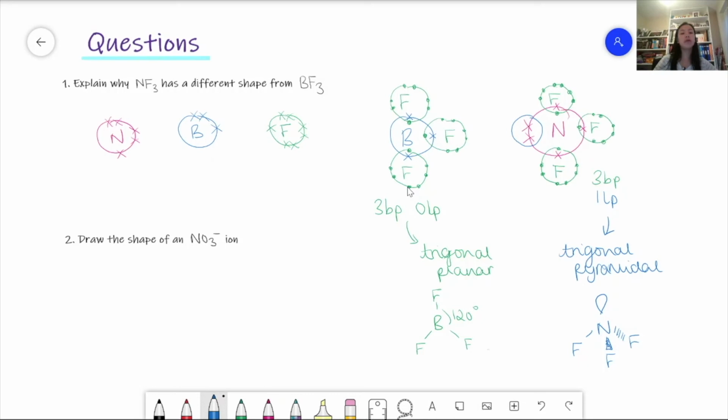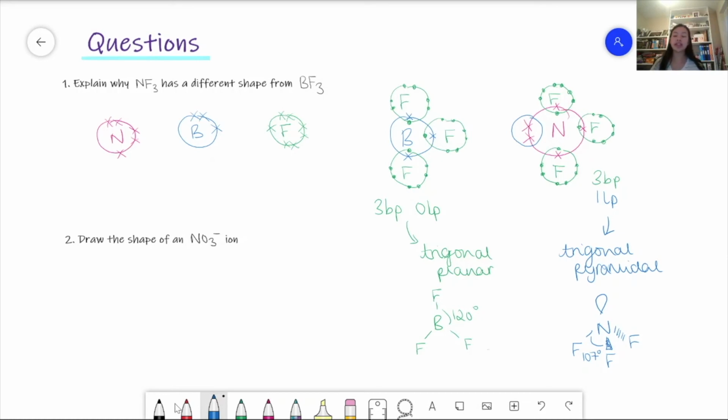So if it was 4 bonding pairs, the angle would be 109.5 degrees. But because there's 1 lone pair instead of one of the bonding pairs, that means that there's more repulsion from this lone pair. So this angle decreases from 109.5 to 107 degrees, because it decreases by 2.5 degrees every time a lone pair is added.